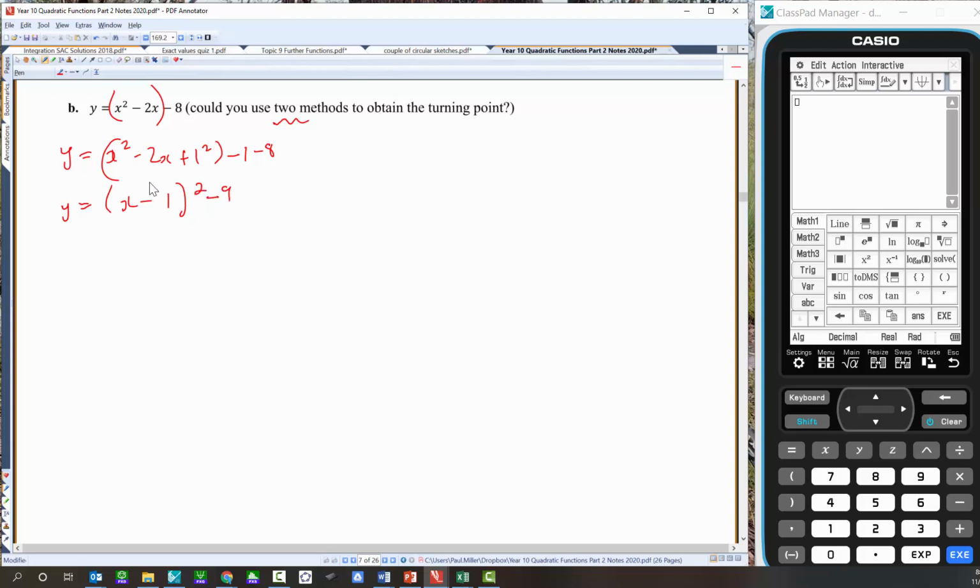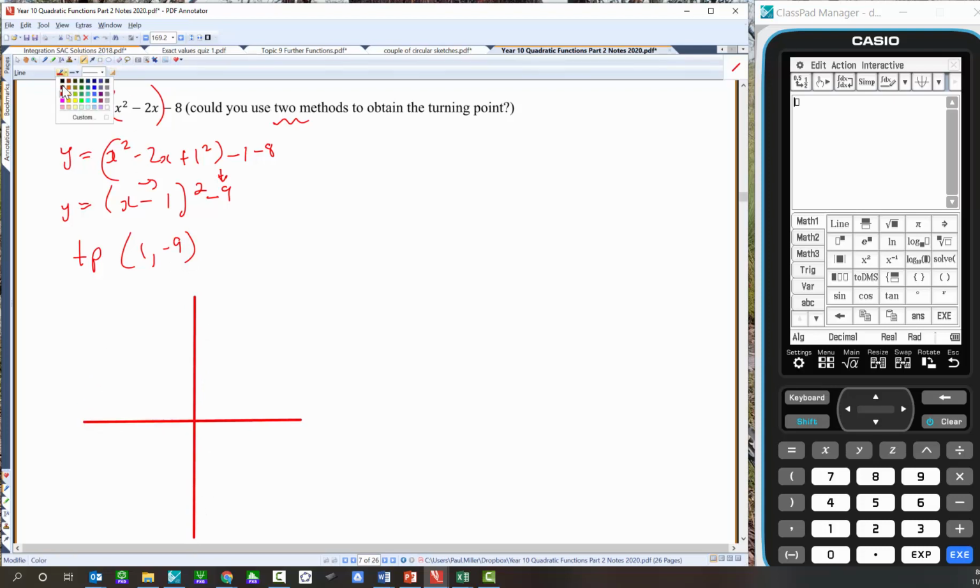Okay, so we can see that our turning point is going to go 1 to the right and 9 down. So it's going to be (1, -9). Right, so let's pop that into a graph. Okay, so there's 1. Let's go -9 there.